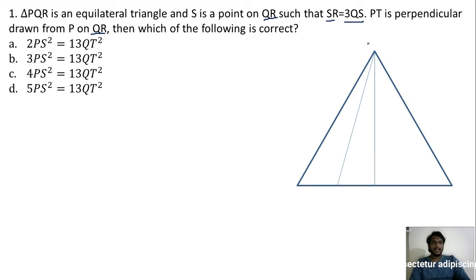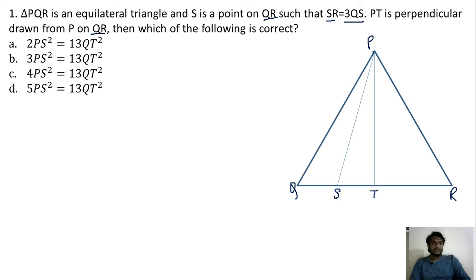Now here is the triangle PQR. In this triangle, S is a point on QR such that SR is equal to 3 into QS. So here is S, and you have 3QS as SR. Now PT is perpendicular drawn from P on QR. Here is the point T.